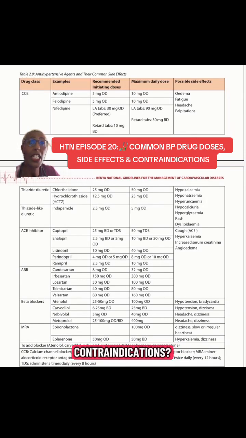What are the contraindications? You do not use CCBs in severe hypotension or in patients with acute decompensated heart failure. The next class of drugs is thiazide and thiazide-like diuretics. The commonest drug we have is HCTZ, which you use at 12.5 milligrams to a maximum dose of 25.